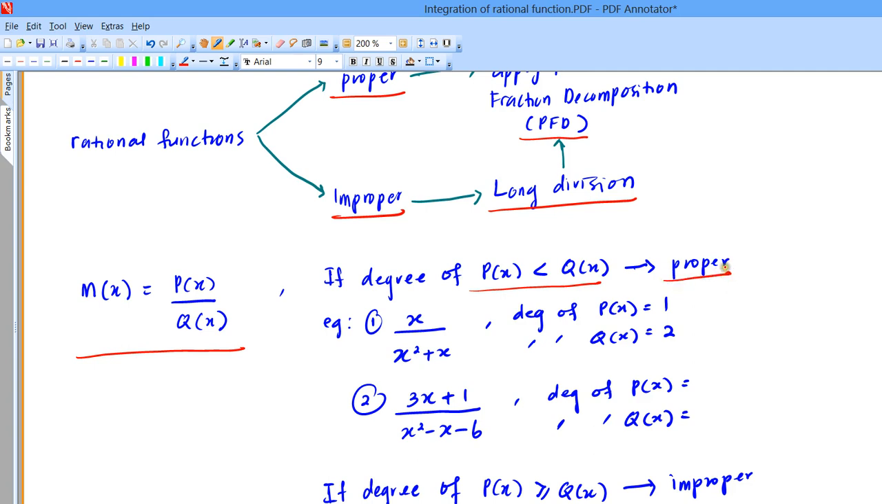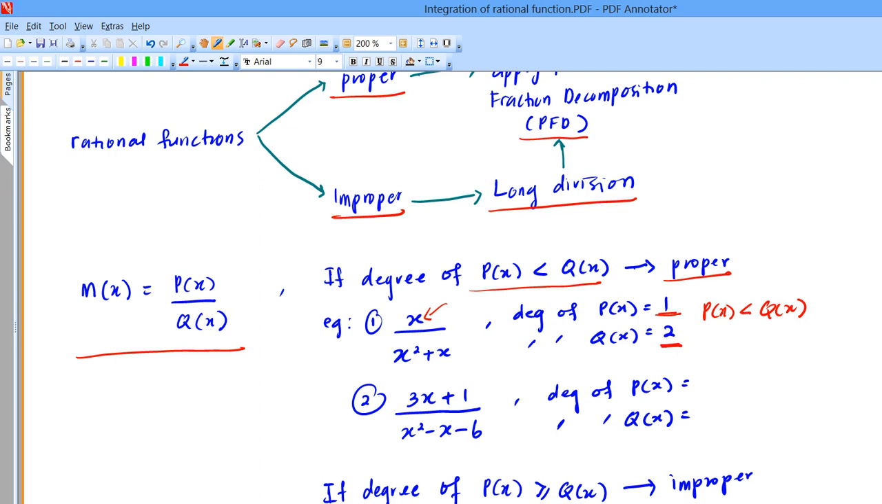For example 1, x over x squared plus x. The degree of P(x), degree meaning the highest power of x: at the numerator we have highest power of x equal to 1, so the degree of P(x) equals 1. In the denominator we have x squared plus x, so the degree of Q(x) is equal to 2. Since the degree of P(x) is less than Q(x), we call this a proper rational function.